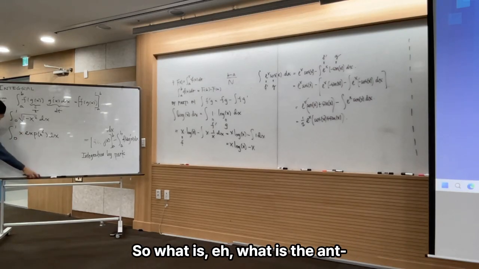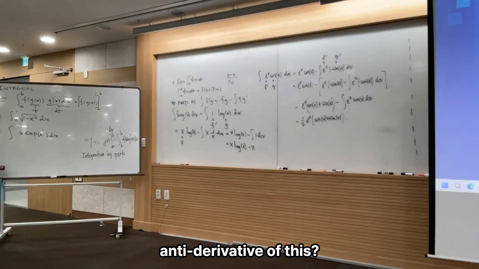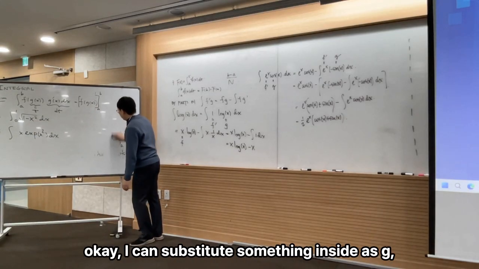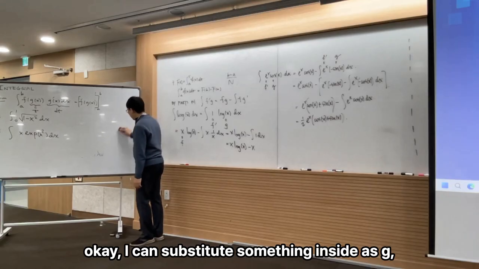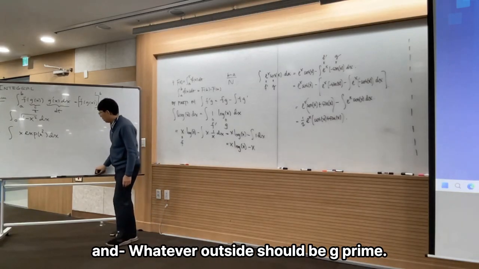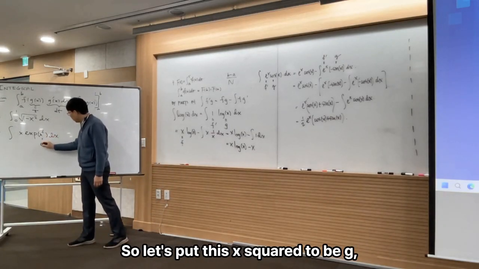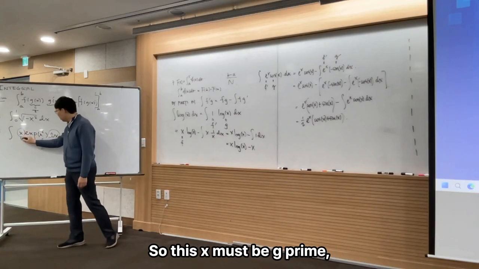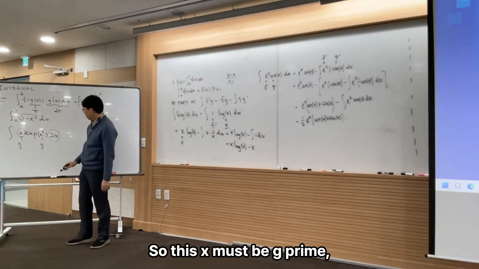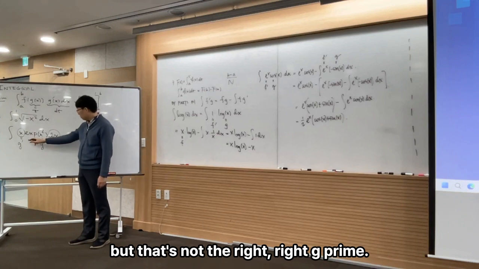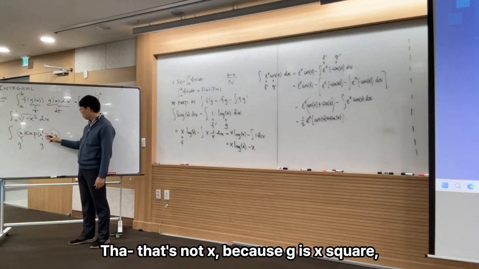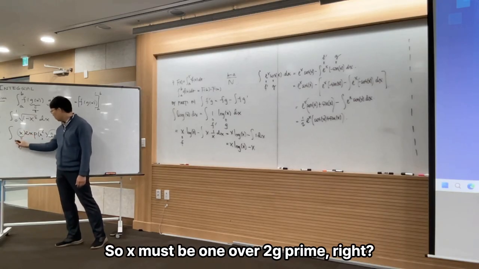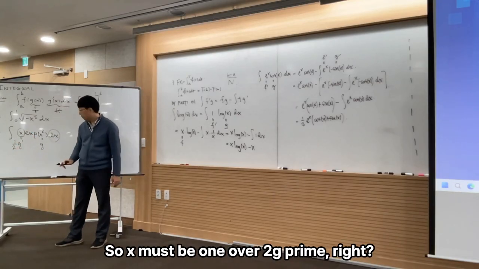So what is the antiderivative of this? The integration by substitution says, okay, I can substitute something inside as g, and whatever is outside should be g prime. So let's put this x squared to be g. And then we have x times dx. So this x must be g prime. But that's not the right g prime, because g is x squared. Then g prime is 2x. So x must be 1/2 g prime, right?